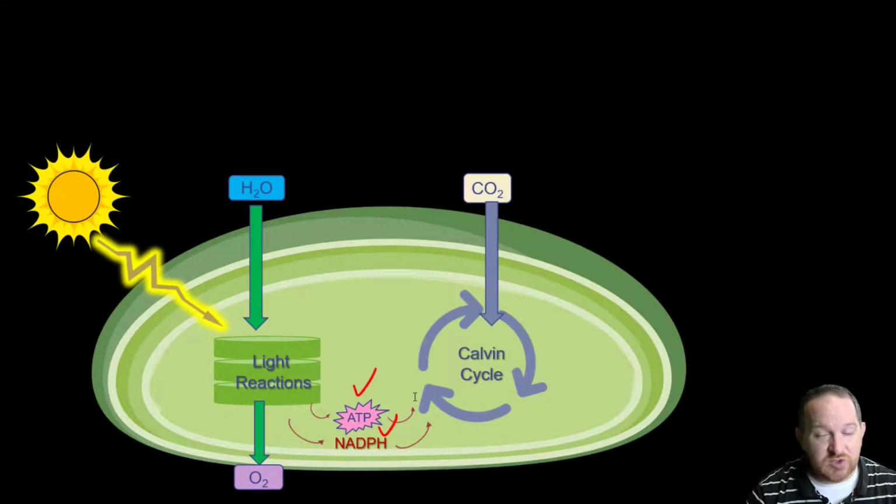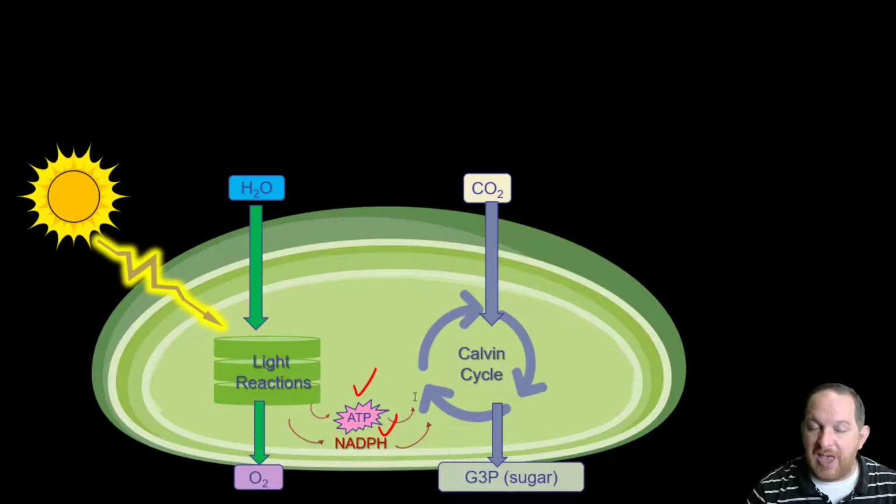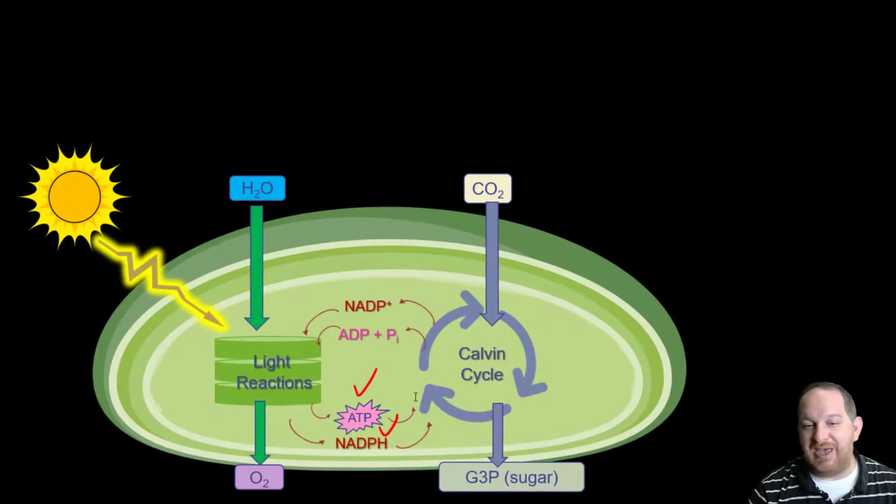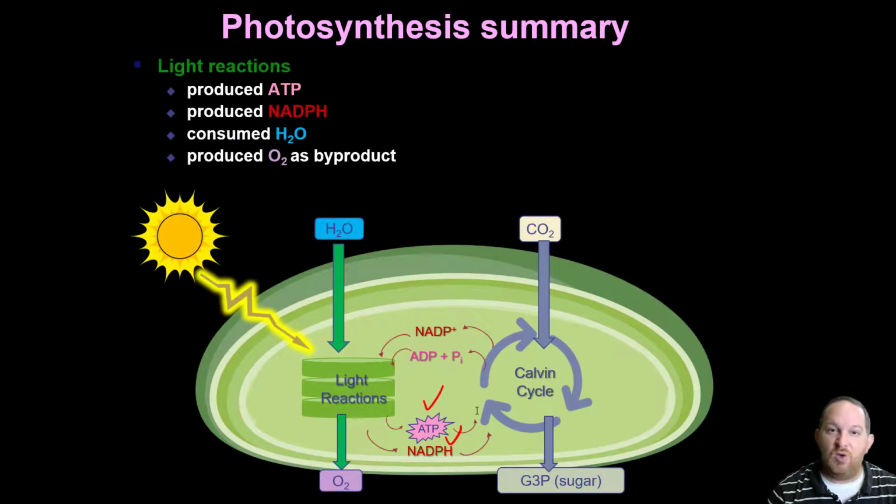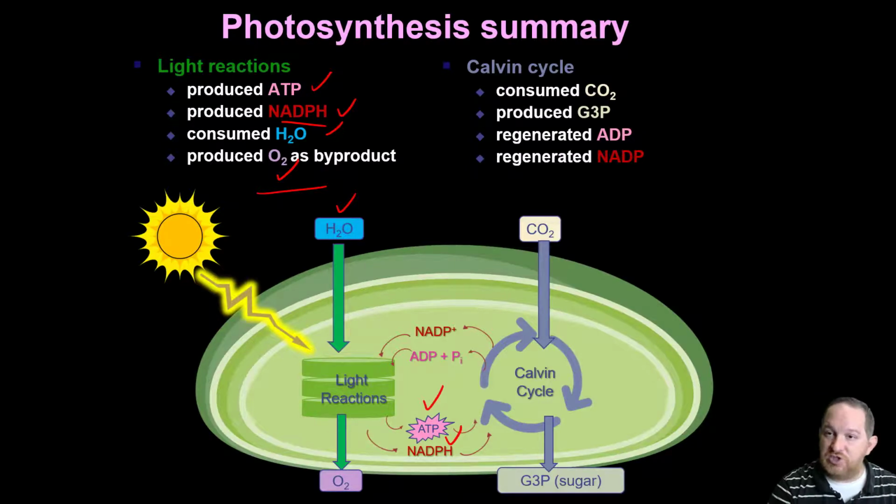The Calvin cycle took in that CO2 from the atmosphere and made a sugar, G3P. And then it sent back its ADP and NADP plus. So if you're going to summarize, the light reactions produced ATP, produced NADPH, consumed water, and produced O2 as a byproduct, right? Thank you plants. The Calvin cycle consumed CO2, produced a sugar, G3P, and regenerated ADP and NADP plus, so that it can go back to the light reactions and be used again.